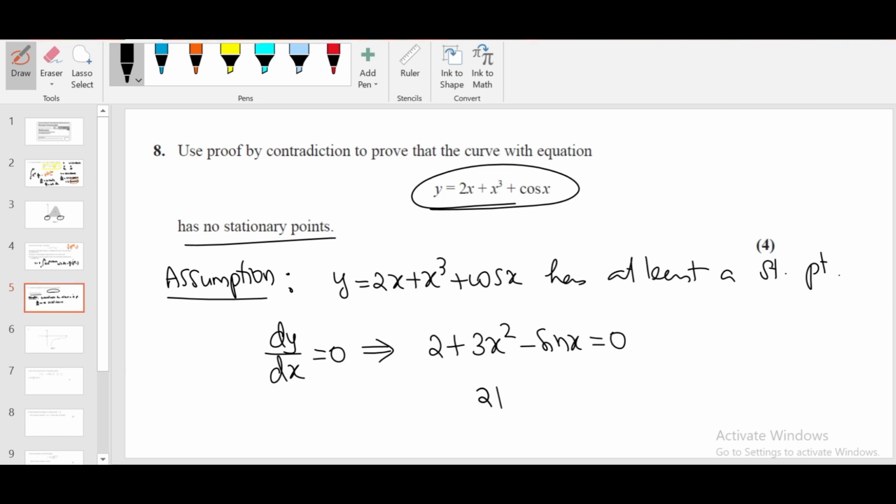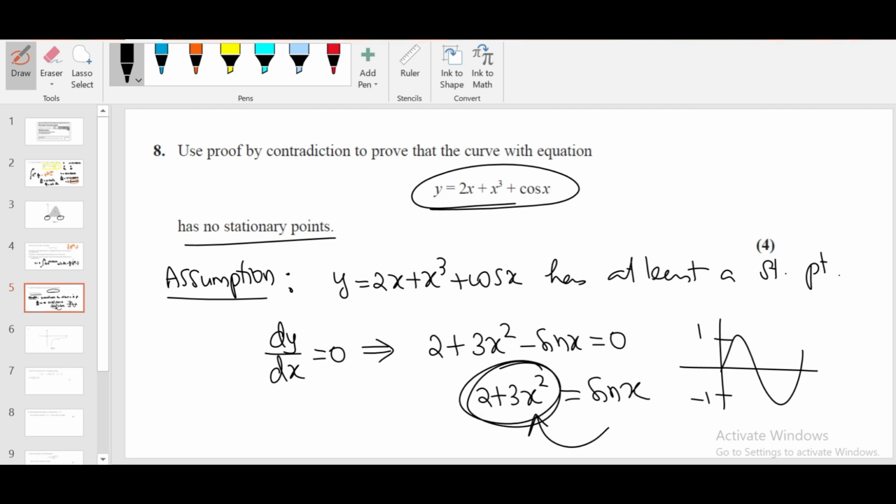So you will get 2 plus 3x squared is equal to sin x. The range of sin x, if you look at the graph, is minus 1 to 1. But if you sub in any real number here, the value of this will always be 2 or more than 2. If you sub in x is 0, it will be 2. If you sub in any other number, it will be more than 2. So sin x and this function will have no point of intersection.